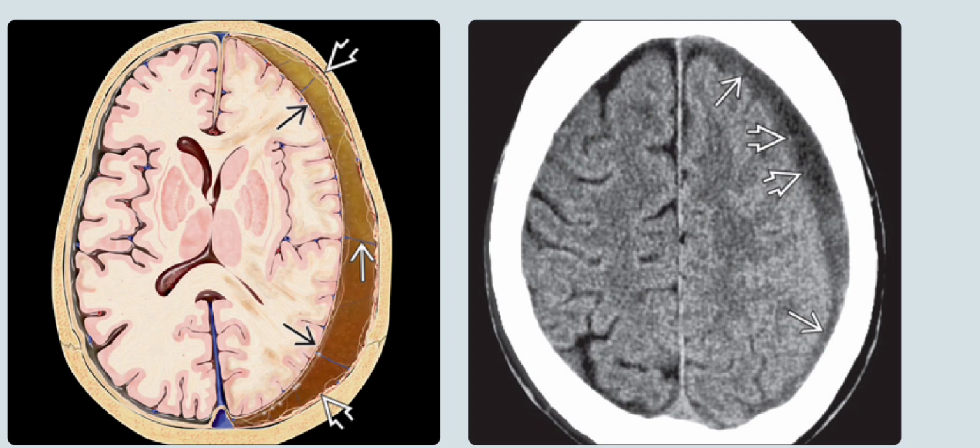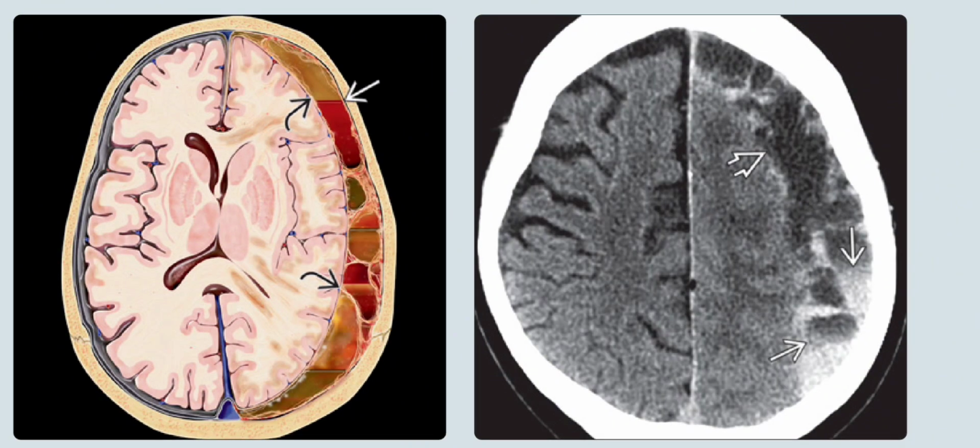Right is the axial non-enhanced CT scan, which is depicting the chronic subdural hematoma as a crescentic hypodense extraaxial fluid collection over the left hemisphere. Stretched cortical veins are very faintly visible as they are seen crossing the subdural hematoma. Left is the axial graphic, which is depicting the mixed subdural hematoma.